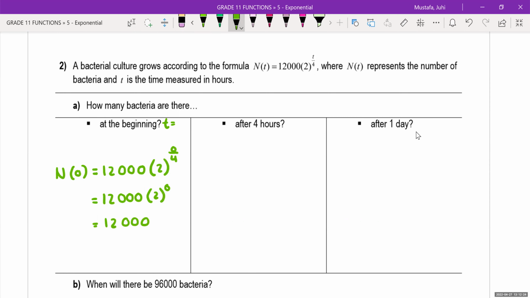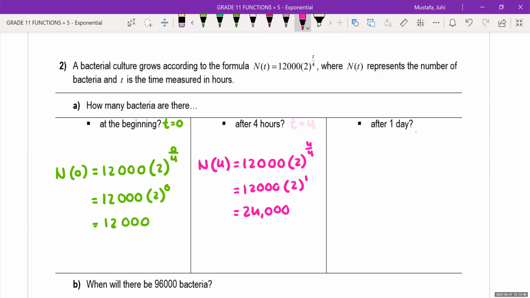So this is T is equal to 0. For the next one, it says after 4 hours. So I compare my units. I have 4 hours, and the question also said hours. So that's great. All I'm going to do is replace my T with a 4 now. So it's going to be N of 4 is equal to 12,000, 2 to the power of 4 over 4. If you're wondering, oh, can I just write the number 1? I'm going to say, just for the first step, make sure you show all of your work so I know you know where the numbers are going. Then after that, you can show however many steps you want. So 2 to the power of 1. And this is just going to be 24,000.